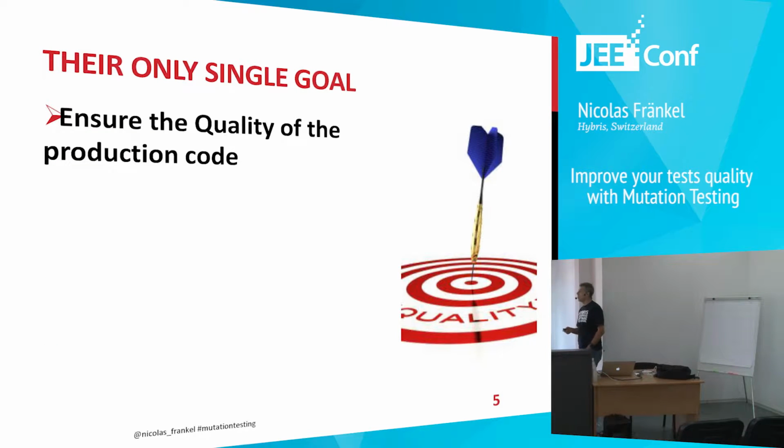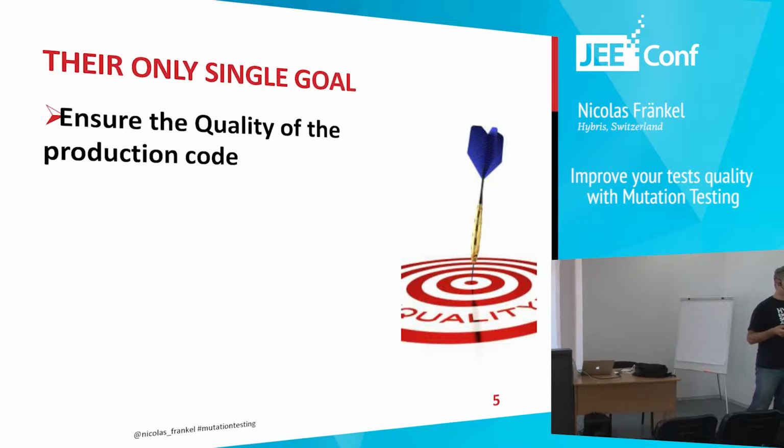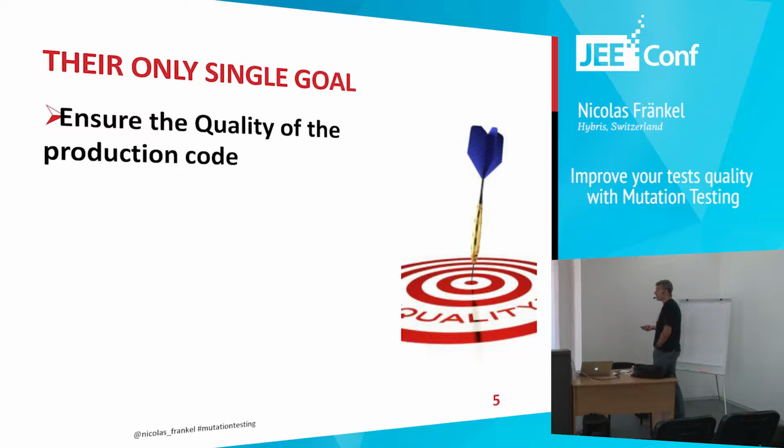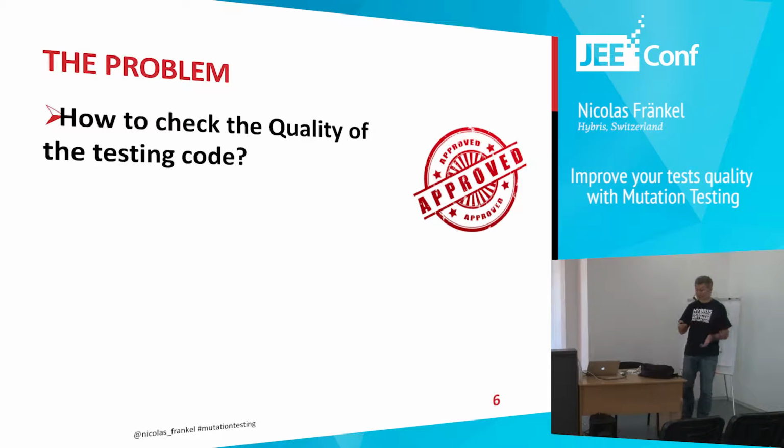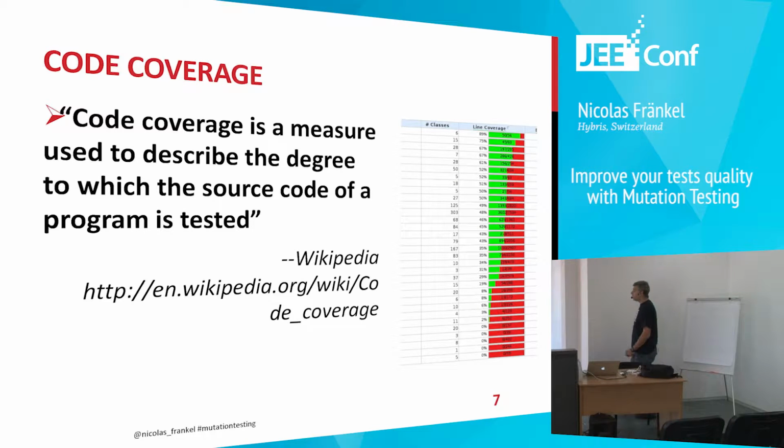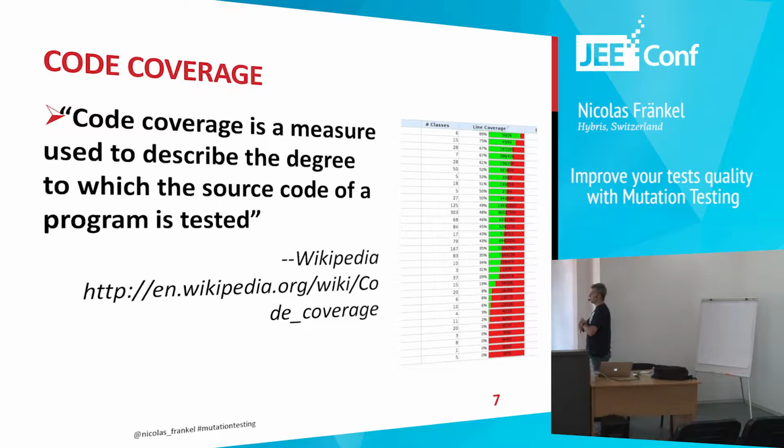But the thing is, the only goal of testing in general is to ensure that the production code is of the highest possible quality. So we are talking about the production code. And in this case, nobody cares about the testing code. So my problem is, okay, I have everything set, my unit testing, everything. How do I check that my testing code is good enough? And of course, when we have a problem, we already have a solution.